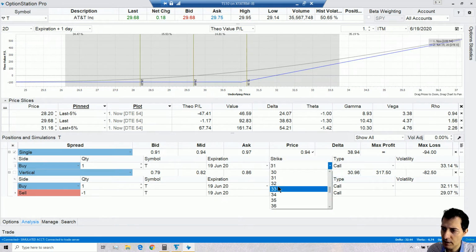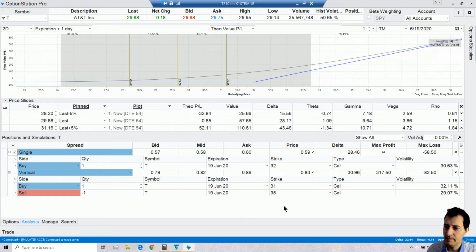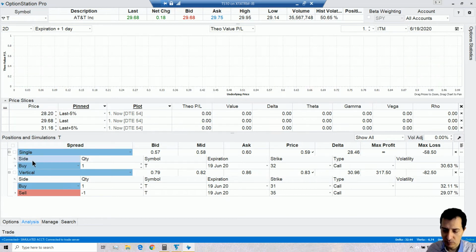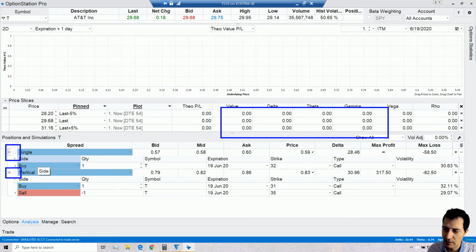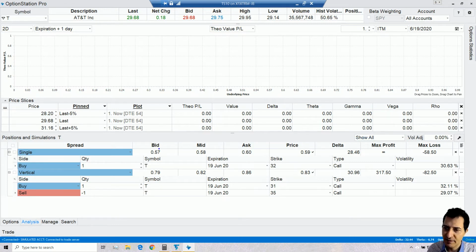Let's see, 32. Okay, something like that. Good. Okay, so let's compare. So what do I have here? Okay, so on the top, and by the way, notice I have unchecked everything. So everything is zeroed out at the moment. I'm going to work on that in a second. But first, on the top, I got a single call option.